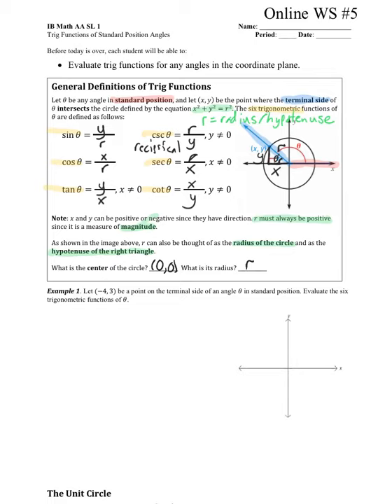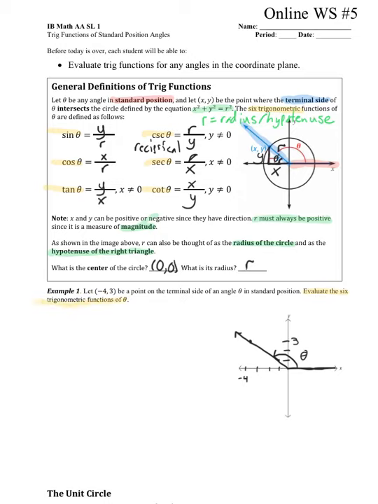All right, now we'll take a look at an example. Let negative 4, 3 be a point on the terminal side of an angle in standard position. So again, in standard position, that means we're going to be starting over here on the positive x-axis, and we're going to be rotating. We're going to go to negative 4: 1, 2, 3, 4. There's our negative 4. And positive 3: 1, 2, 3. So our negative 4, 3 is going to be somewhere over here. If I were to draw a line from the origin, this is what our angle theta is going to look like.